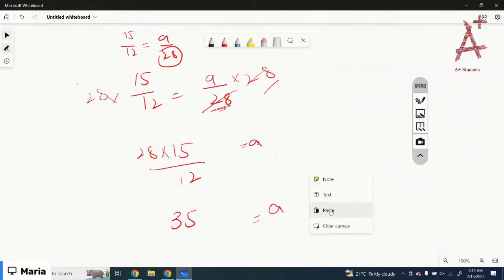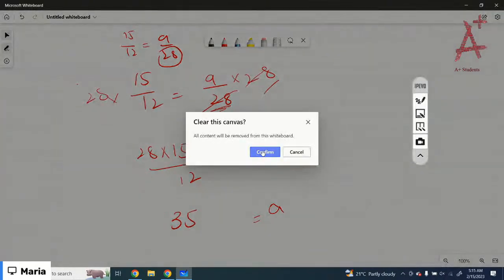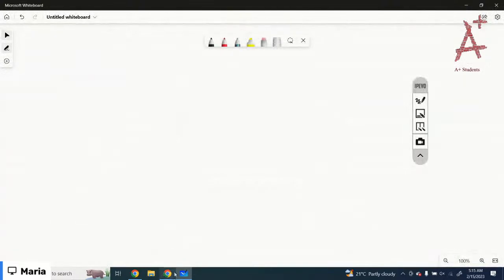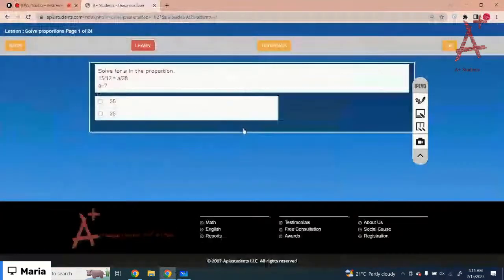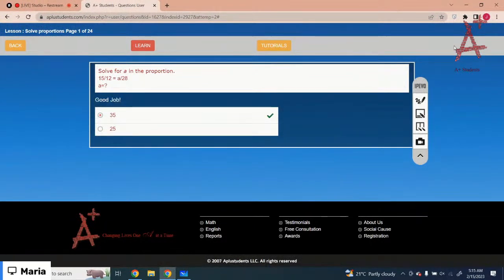Okay, let's start with the test questions so that we can do the practice questions. That's the same one we just did: 15 over 12 equals A over 28. The answer for this one is 35. That's the one we just did on the board.